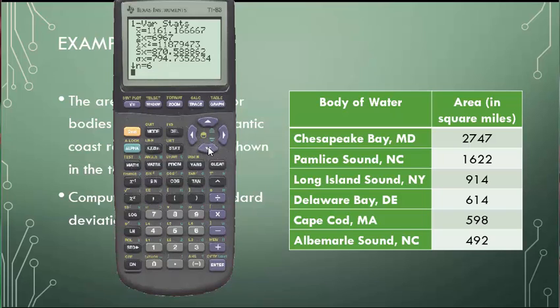Now, if I scroll down, that's what this down arrow means. It means there's more stuff. We get the minimum value, the median, and the maximum value. So when you're doing your homework, take advantage of that editor to do those kind of things.